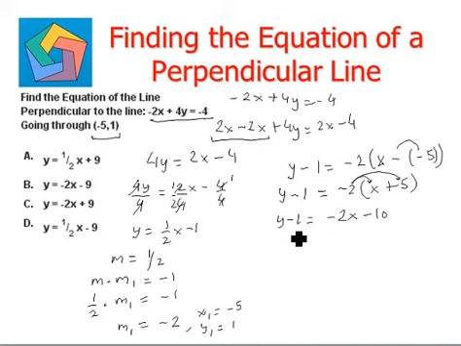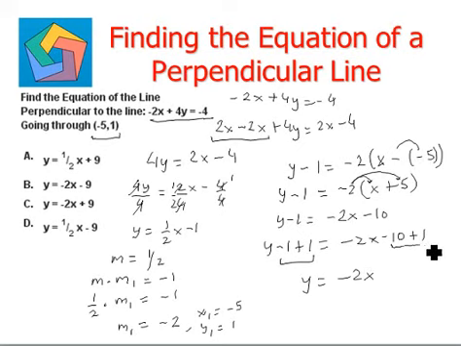Now we have to make this negative 1 zero, so we add 1 on both sides, minus 10 plus 1. So this becomes 0. We are left with y equals negative 2x. Negative 10 plus 1 is negative 9. So y equals negative 2x minus 9 is the final answer, and can be seen in option B.